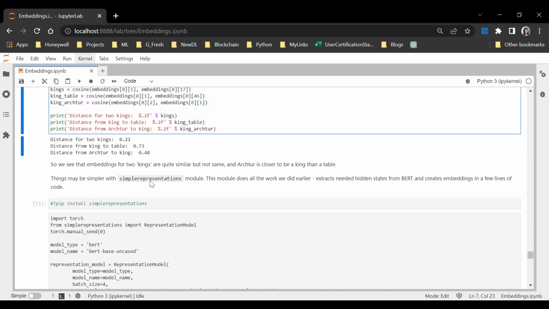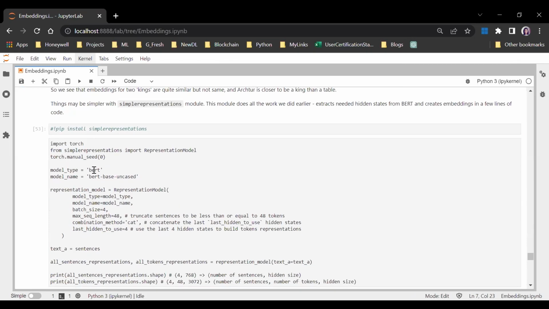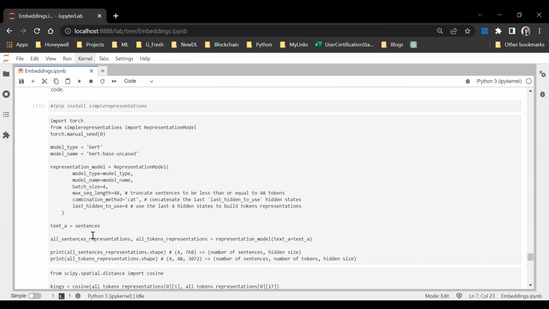There's a library called simple representation, which has an implementation of BERT and other models. This is quite simple in terms of fetching the embeddings as compared to using the transformer library. The advantage of using the transformer library is that you get access to some intermediate functions or steps. If you want to see the dimensions and play around with it, then the transformer library is a better approach. If you are just concerned with getting the embeddings and you don't want to look into the intermediate steps, then you can just go for the simple representation library.